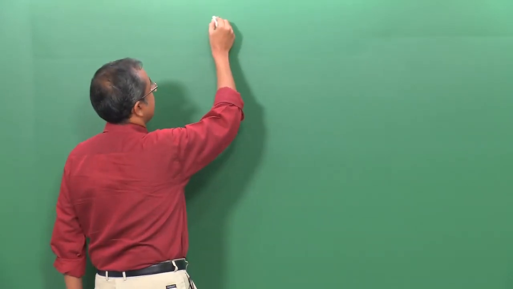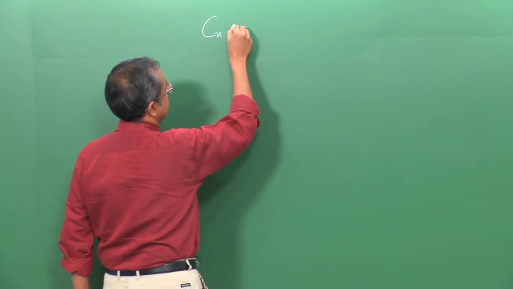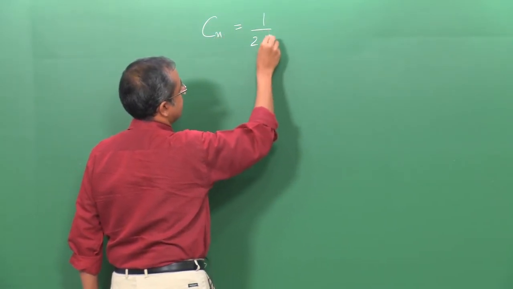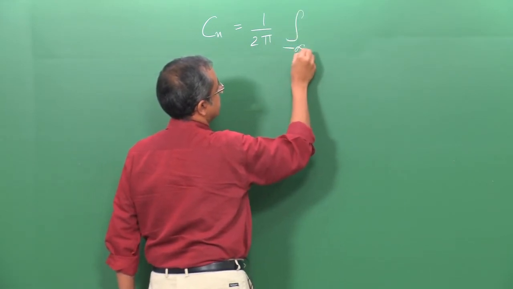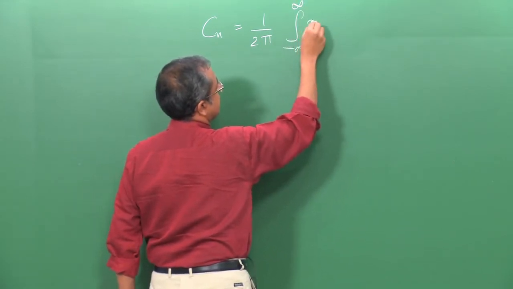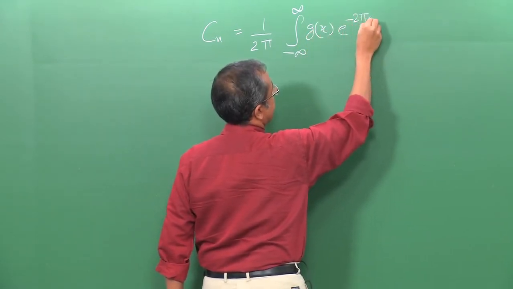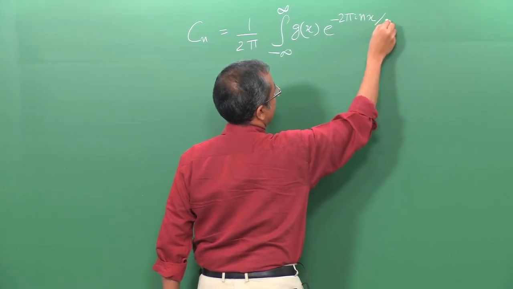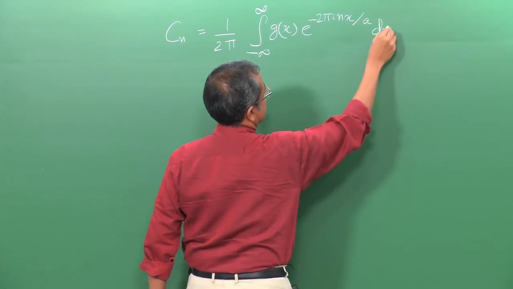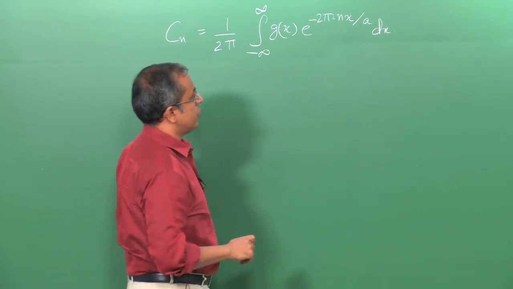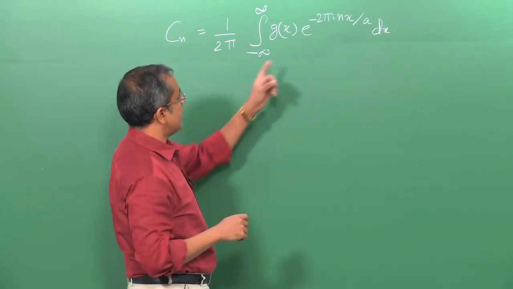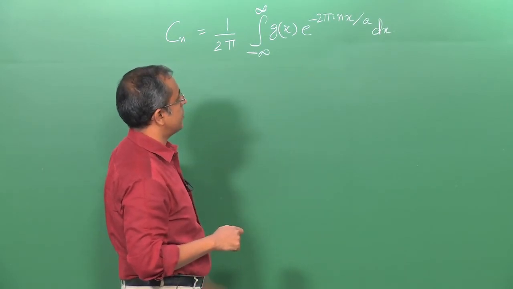So, we see through the Poisson summation formula that the Fourier coefficients of the periodic function have this form. C of n is given as 1 over 2 pi integral from minus infinity to plus infinity g of x e to the power minus 2 pi i n x over a dx. So, this a is the periodicity of that function, and n is an integer.